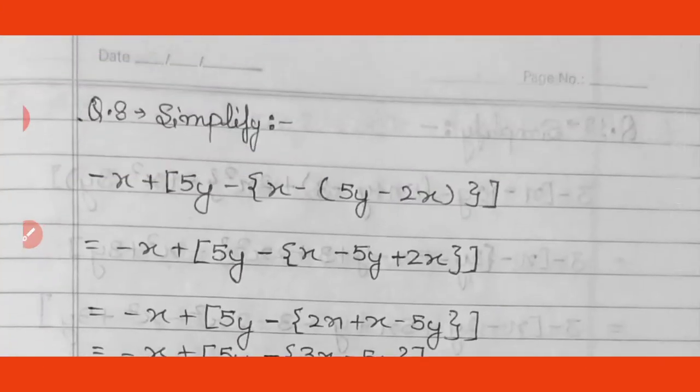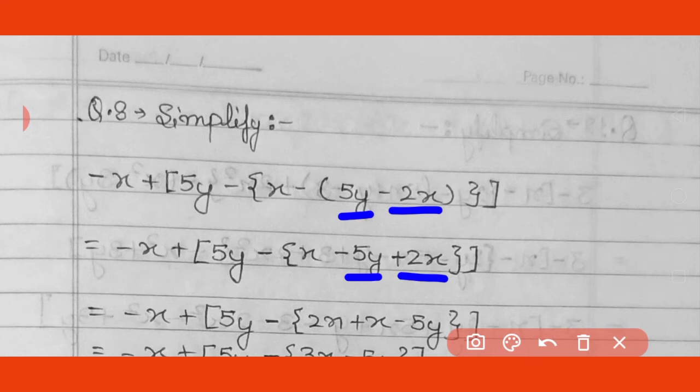Next question, it has given minus x plus 5 large bracket 5y minus in curly bracket x minus in a small bracket 5y minus 2x. So we will open the bracket. Firstly we will open the small bracket, and before the small bracket there was a sign of minus, so the inside term signs will be changed. Plus 5y changes into minus 5y, minus 2x changes into plus 2x.